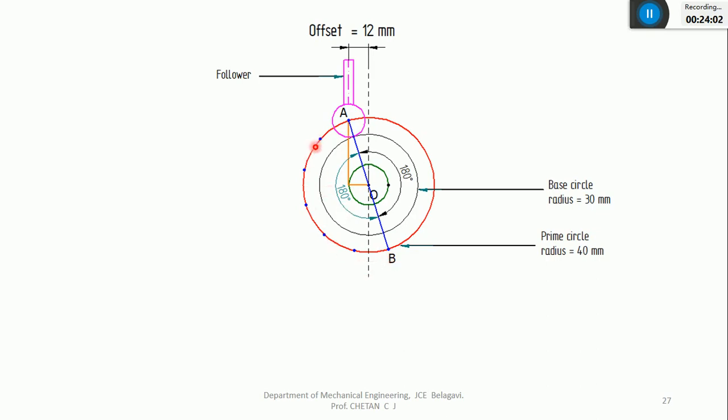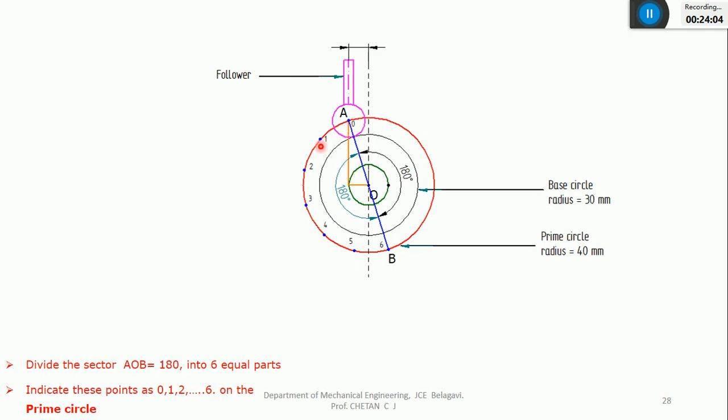Before that, I'll give the namings. So this is 0, 1, 2, 3, 4, 5, 6. These are the 6 divisions on the prime circle between A and B at outstroke angle of 90. From all these points, I'll draw the tangents like this, tangent to this offset circle. Because you can see the follower axis is tangent to this offset circle. That's why I'm going to draw tangent to this offset circle from point 1, point 2 up to point 6.